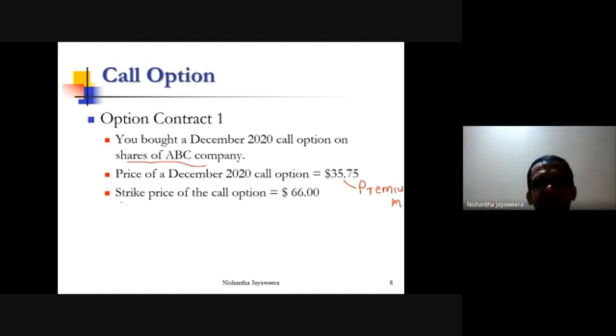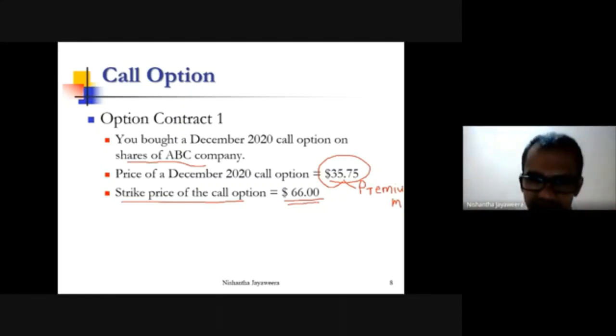Then what does it mean? Strike price of the call option, $66. If you want to buy the shares, you have to pay $66 per share. Clear? This price you pay at the beginning just to buy your right. This is the price you have to pay per unit of the underlying when you buy the underlying asset. So this is the strike price.